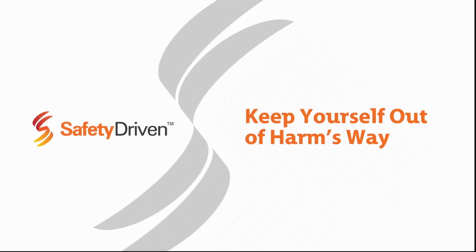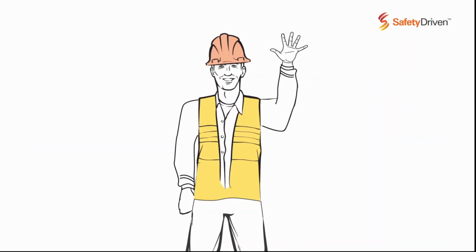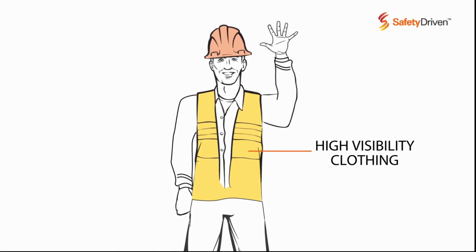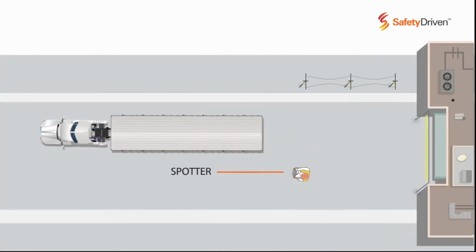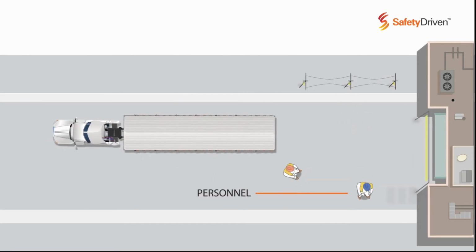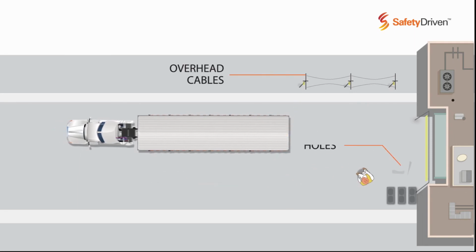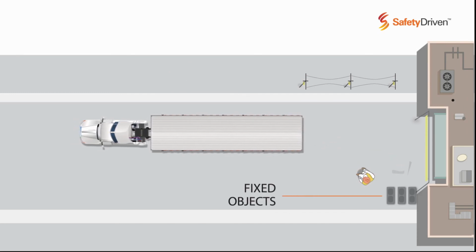Keep yourself out of harm's way. Before starting, be prepared for the responsibility of spotting by wearing high-visibility clothing and take time to control or eliminate hazards. Have both the spotter and the vehicle operator review hand signals to be used and their meaning. Do a visual inspection of the desired path to identify potential hazards, such as personnel, overhead clearances, light fixtures, overhead cables, ruts and holes, and fixed objects that the spotter can be trapped against by the vehicle.